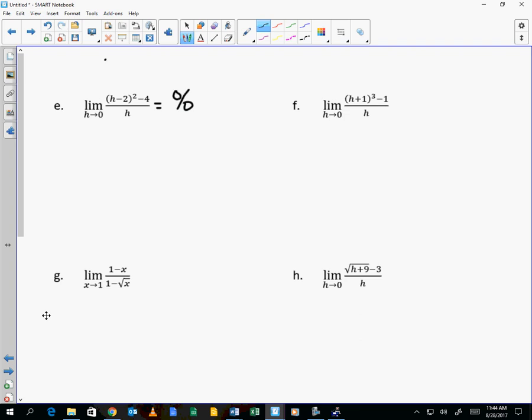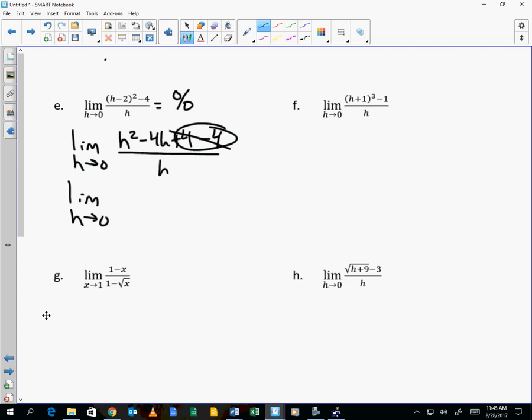Okay, let's multiply this out. I have the limit as h goes to 0 of h squared minus 4h plus 4 minus 4, all over h. Just multiply it out. You can see that the 4's cancel. Let's take out an h. We get h minus 4. Can I plug in 0 now? You do get negative 4. Good job.